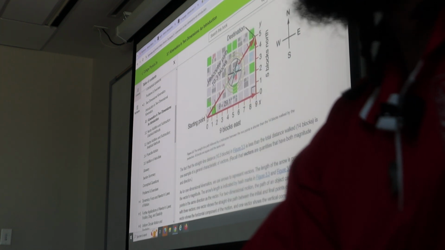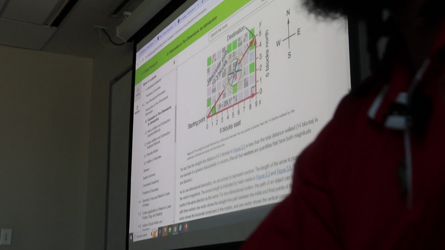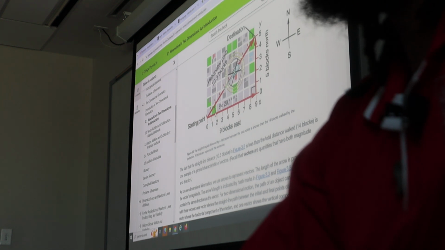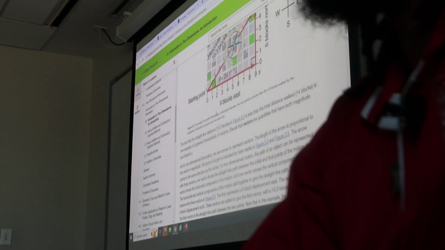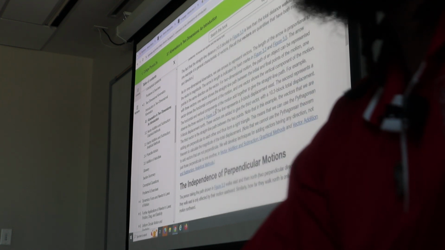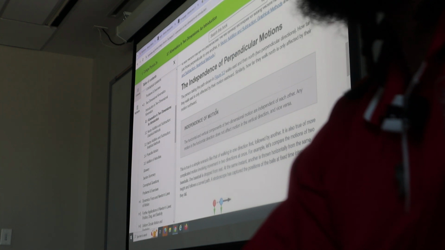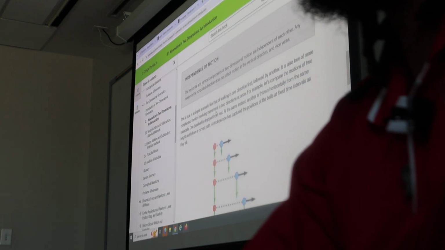But we can understand, this is actually the most efficient path. And then there's our angle. So we'll get into that a little bit more. So that's just talking about the independence of perpendicular motion.